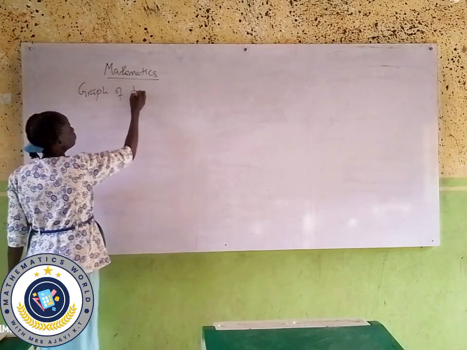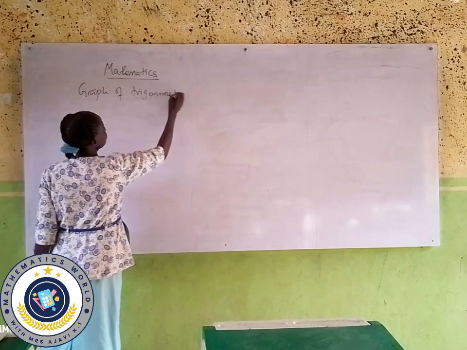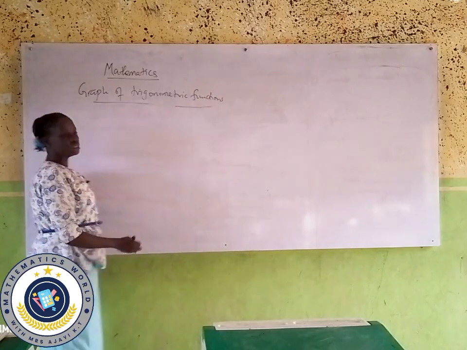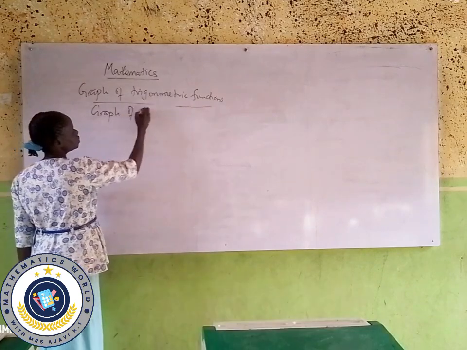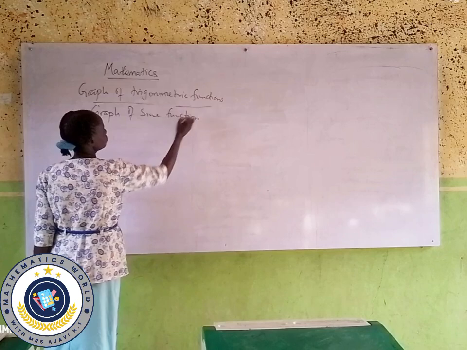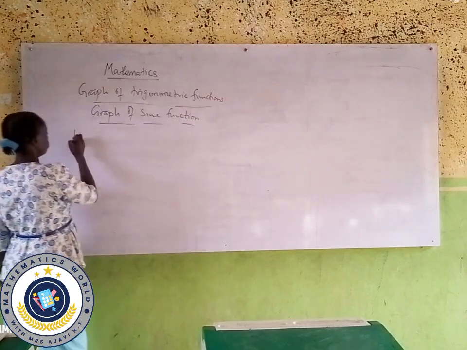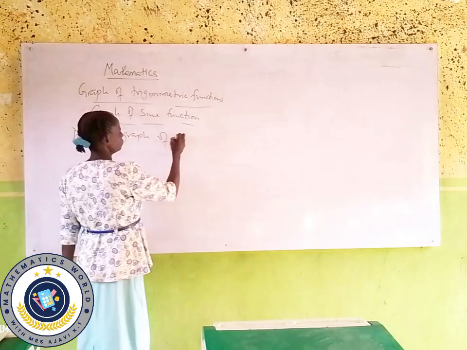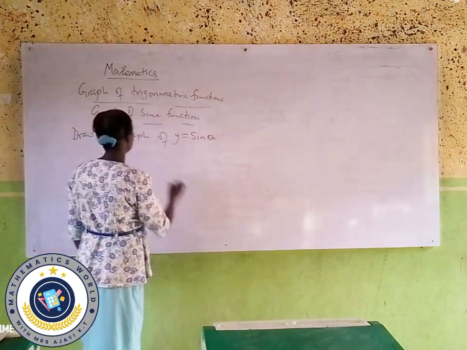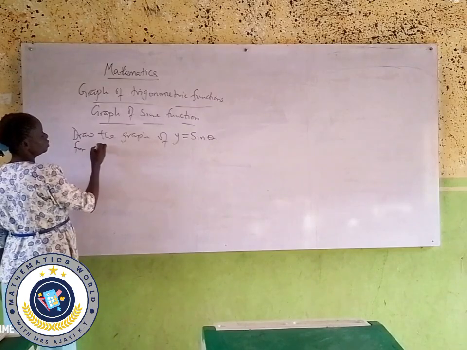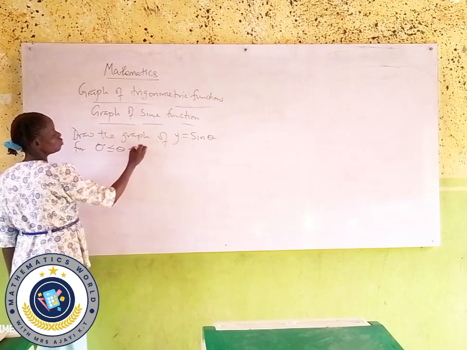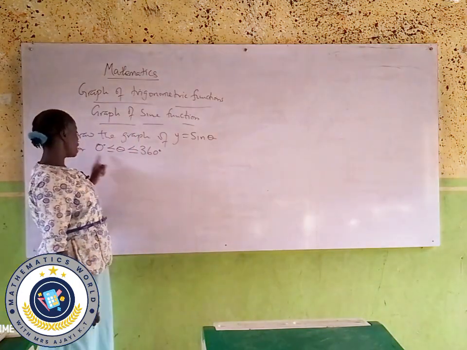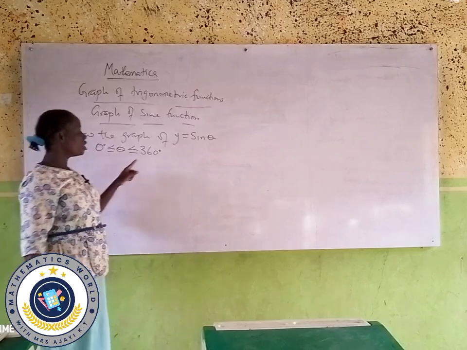Graph of trigonometric functions. So as I've said, we are starting with graph of sine function. So we want to draw the graph of y equals sine theta for 0 degree is less or equal to theta, and theta is less or equal to 360. So we call this one range of values. That means that value of theta is ranging from 0 to 360 degrees.